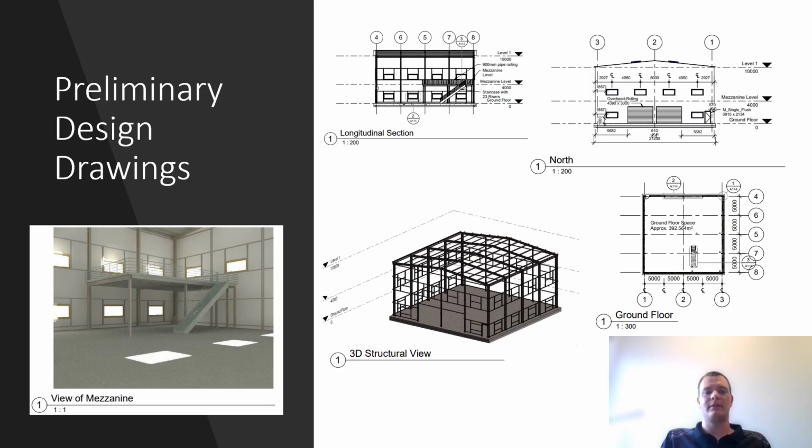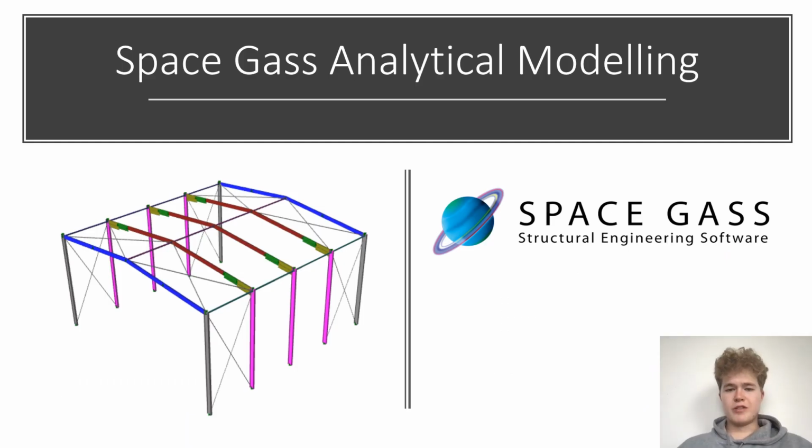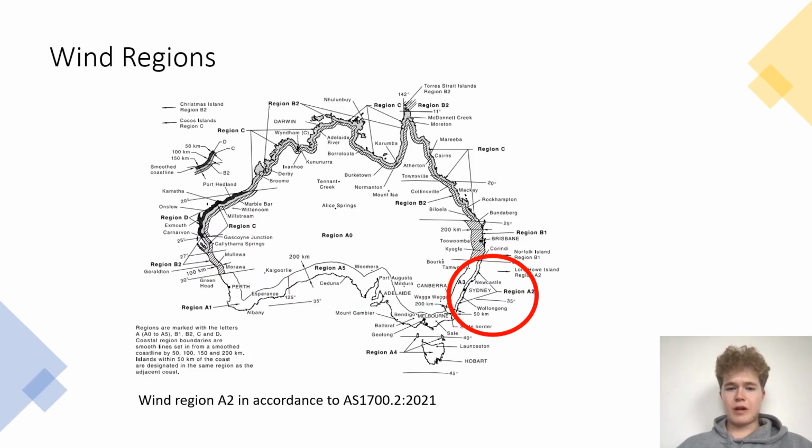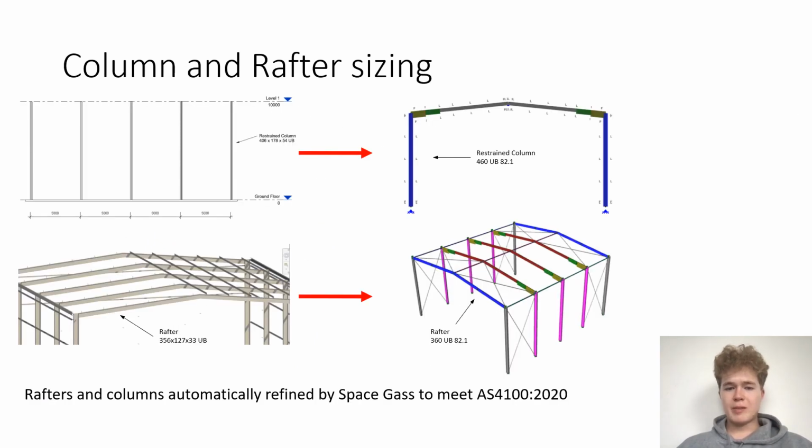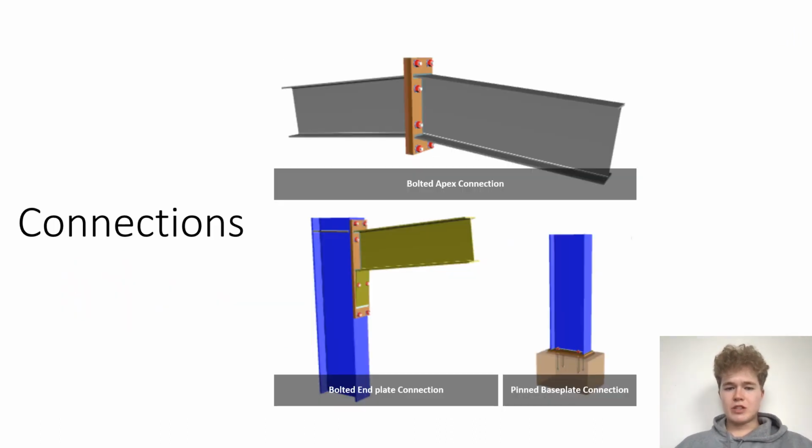The structural components of the design were then modelled in Space Gas, allowing for the wind load cases to be analysed. As the client requires a structure in Wollongong, Space Gas was able to generate load cases appropriate to this region, which found the preliminary column and rafter sizing from the Revit model were unsuitable for the portal frame. Space Gas was able to automatically refine the sizing to meet Australian standards. Additionally, connections including a bolted apex, a bolted end plate, and a pin base plate were added to the model.